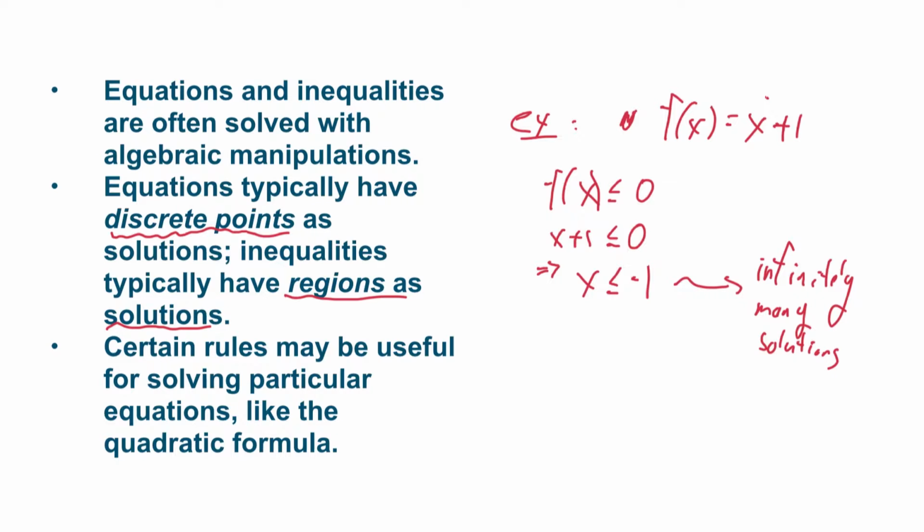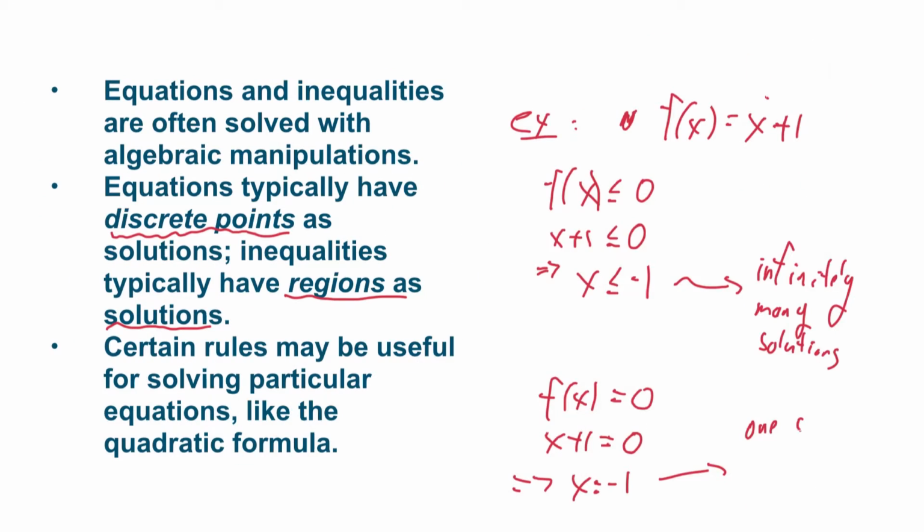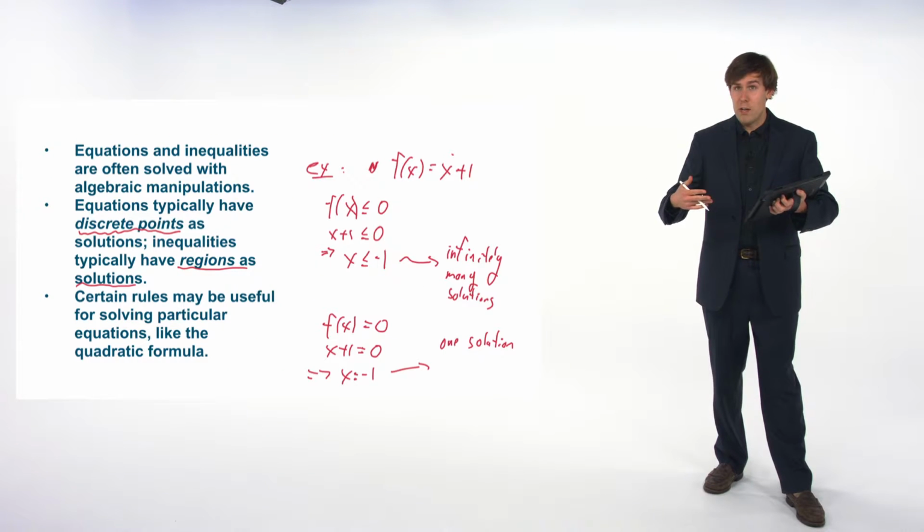In comparison, if I asked, when does f of x equal 0? Well, I'm solving it in a similar way. I would say this is the same as saying, when does x plus 1 equal 0? That is, when is x equal to minus 1? So here I have one solution, not infinitely many. But in many ways, our procedure for solving these was the same. But it's important to understand how the solutions are somehow structurally different.